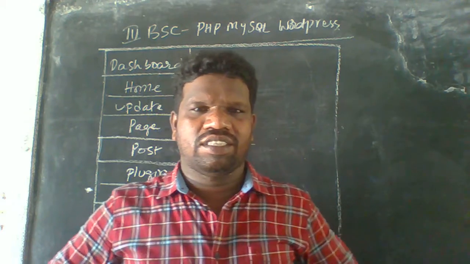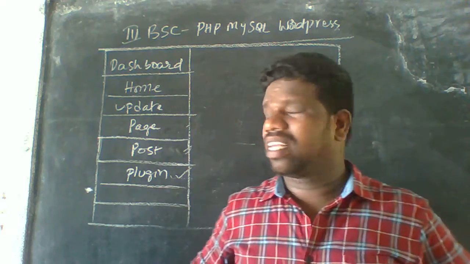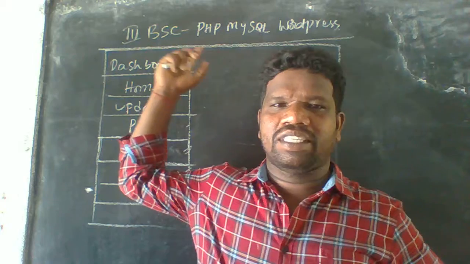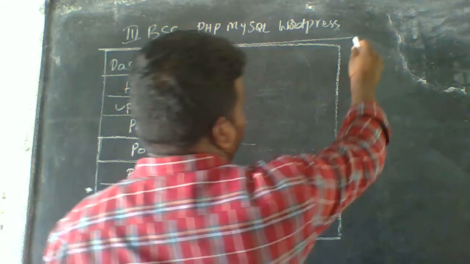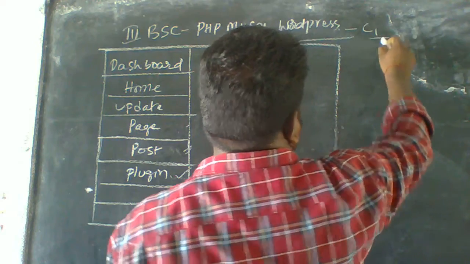In this session, I'm going to talk about the third BSc Computer Science PHP and WordPress paper. This is the cluster C1 paper.